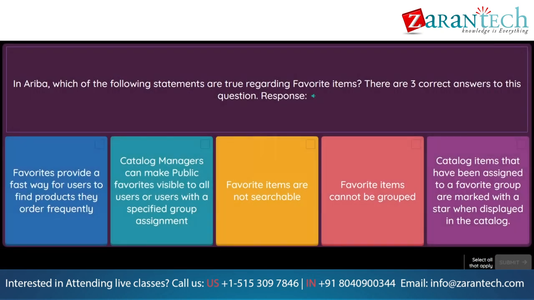Question: in Ariba, which of the following statements are true regarding favorite items? There are three correct answers to this question. Response: Option 1 Favorites provide a fast way for users to find products they order frequently. Option 2 Catalog managers can make public favorites visible to all users or users with a specified group assignment. Option 3 Favorite items are not searchable. Option 4 Favorite items cannot be grouped. Option 5 Catalog items that have been assigned to a favorite group are marked with a star when displayed in the catalog.